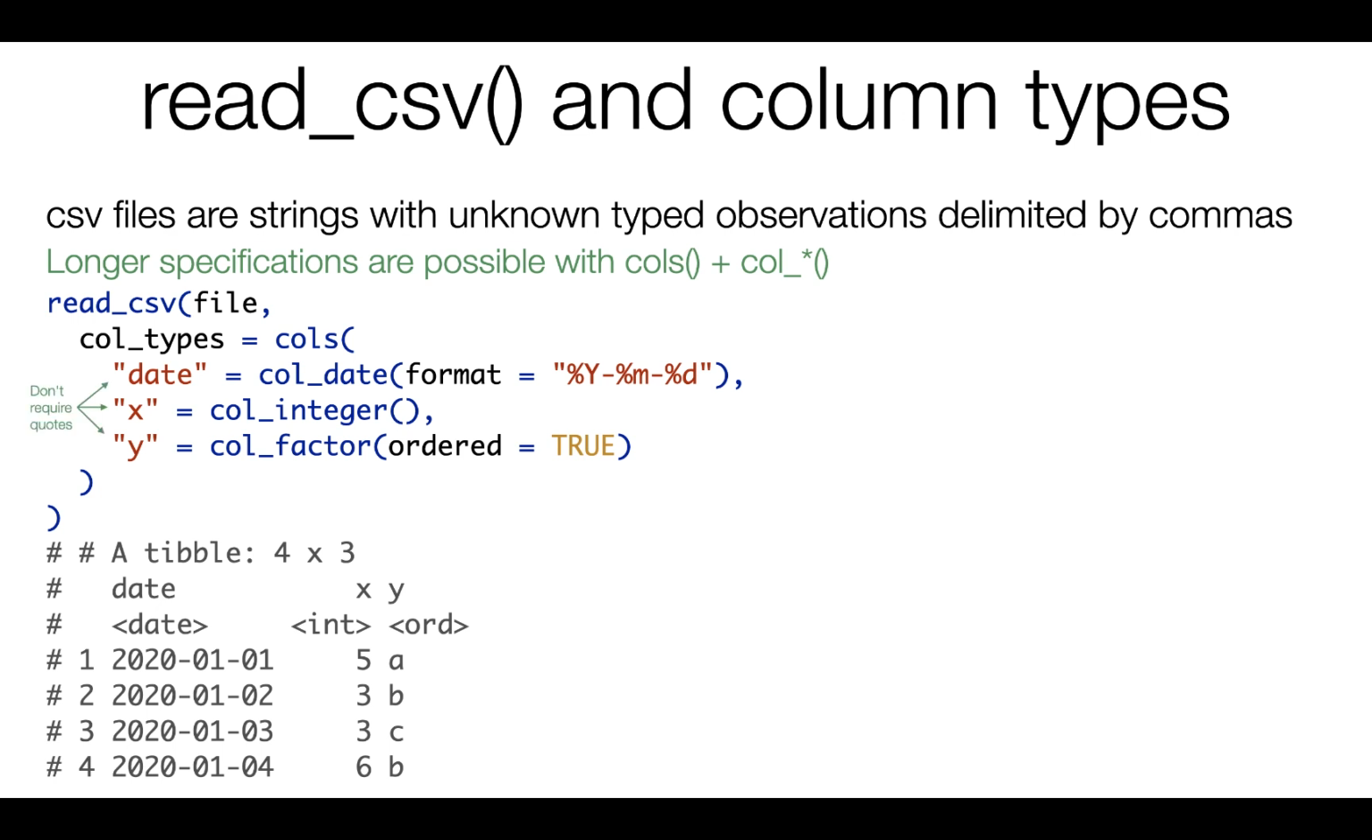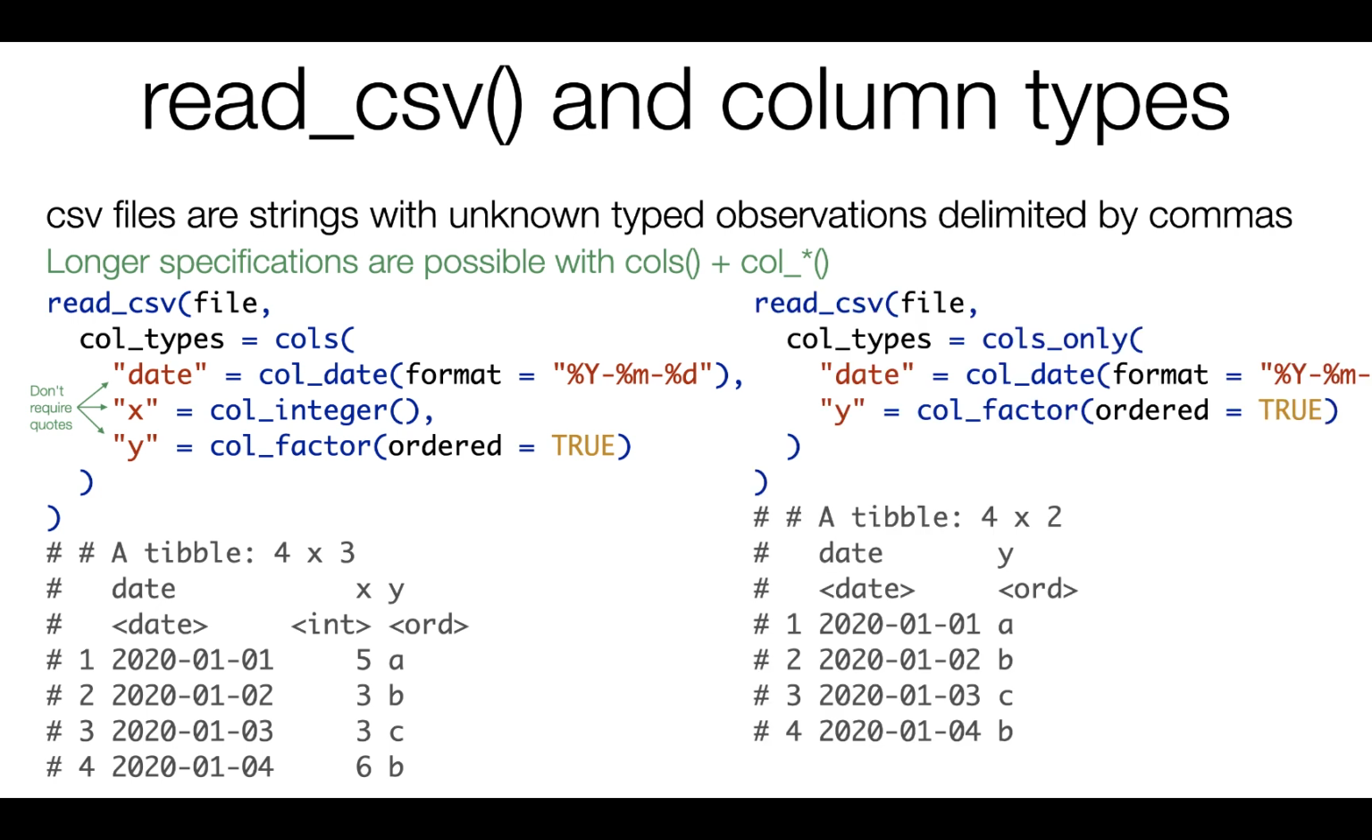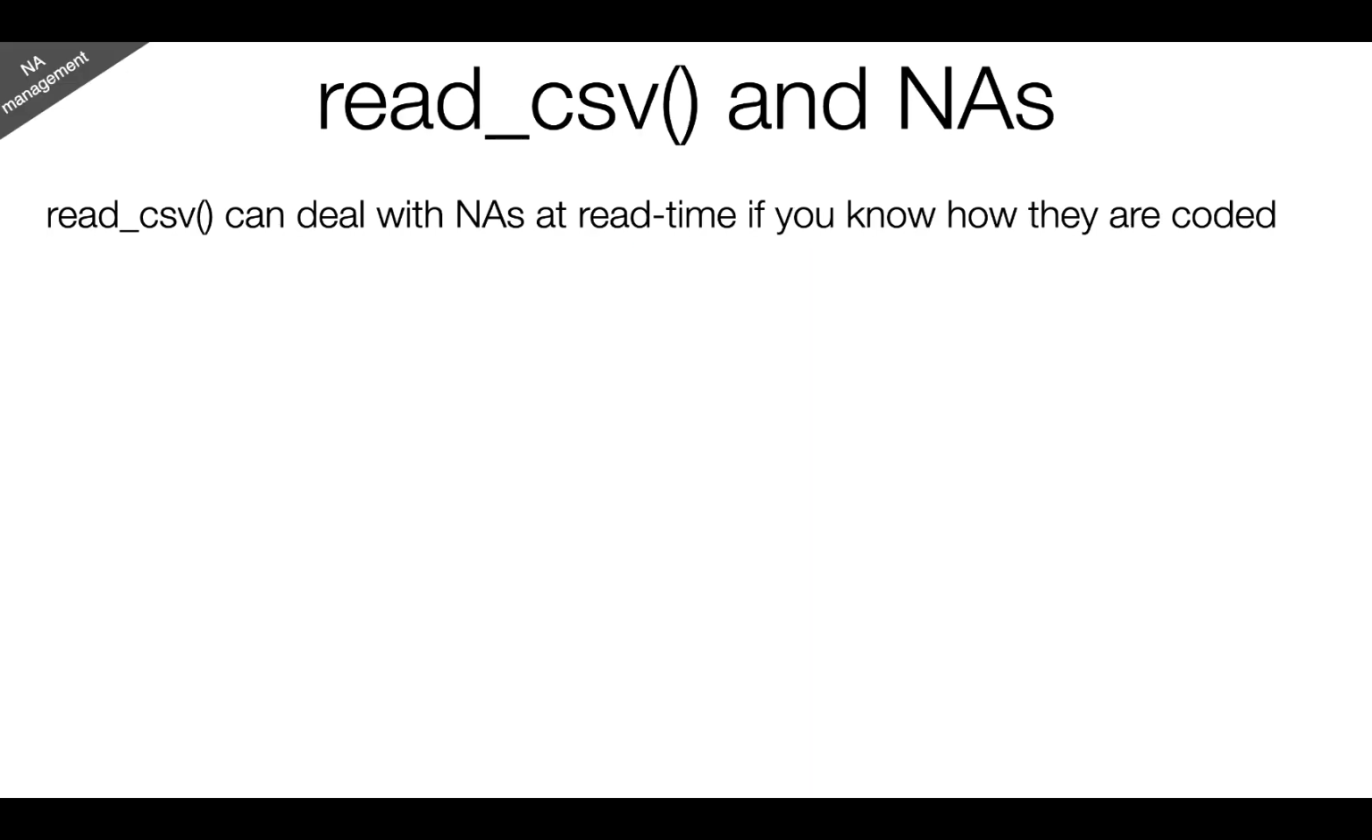Now, you actually don't need to quote these names on the left. I usually do that when I'm creating tables or lists, but it's actually more common practice in R not to do that. So just know that that's around. Now, you can also read in select columns with call types, and this is the way that you do that. You use the cols_only function instead of the cols function, and then you just specify the names of the columns that you want. read_csv also has some support for NAs.